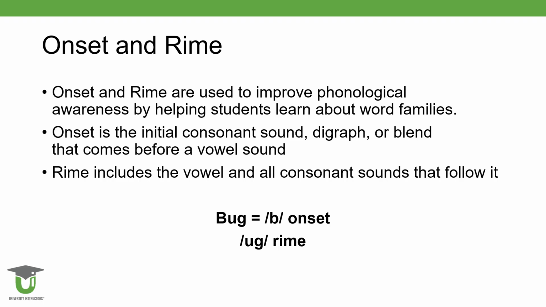Onset and rhyme are used to improve phonological awareness by helping students learn about word families. Onset is the initial consonant sound, digraph, or blend that comes before a vowel sound. Rhyme includes the vowel and all consonant sounds that follow it. For example, in the word bug, B is the onset, ug is the rhyme.